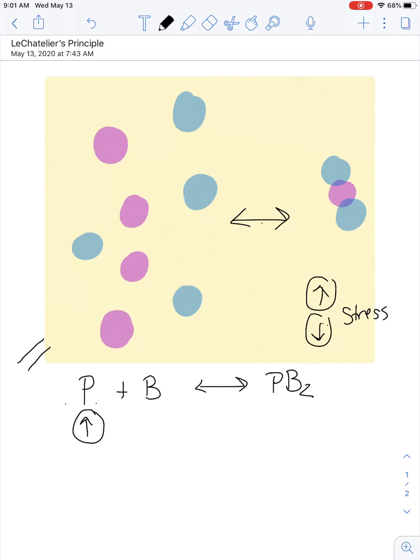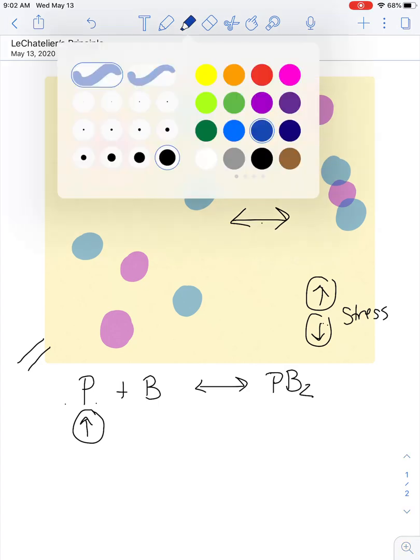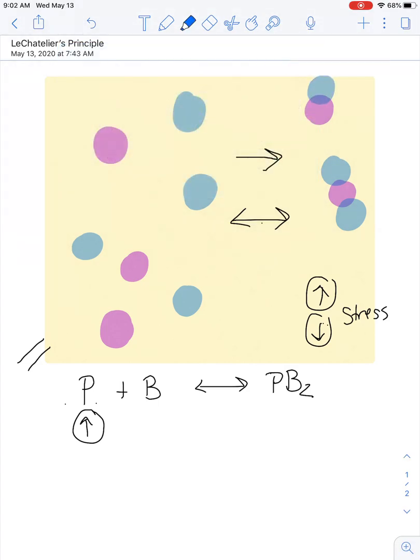The only way to get rid of the purples, you guys, is that it's going to shift to the forward reaction. Those purples are going to combine with a blue to make more product. Blue, blue, erase 2 blues. So what's going on is the system is like, I'm trying to get back to the same ratio as I was before. That's what I need in order to be in equilibrium.